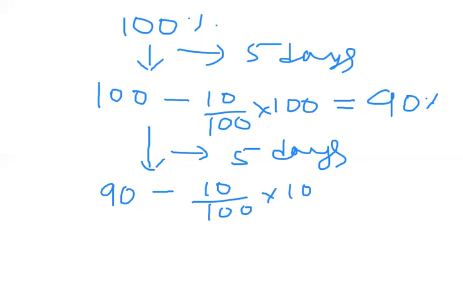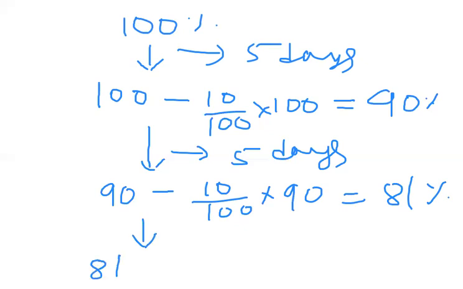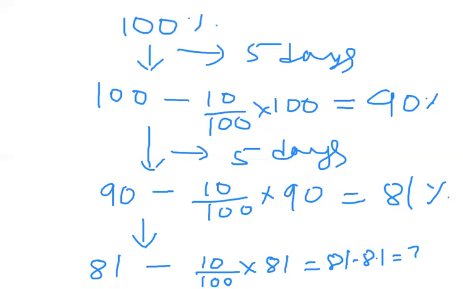So here what will happen? Out of 90%, 10%. Here we have to write into 90. So what will happen here? 90 minus 9, which is 81%. Now after the next 5 days, what will happen? In this 81%, 10% will decrease. So 10 by 100 of 81. That means 81 minus 8.1, which gives 72.9%.